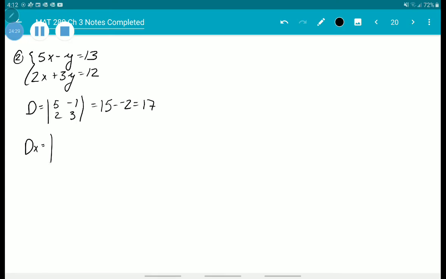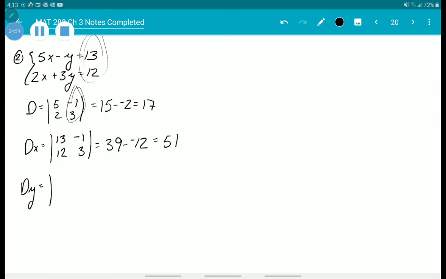dx replaces that x column with what's on the other side of the equals. So we're going to have 13, 12 for our first column, and then negative 1, 3. So our determinant is 51. And then dy replaces that y column with what's on the other side of the equals. So 5, 2 is the first column, 13, 12 is the second column.